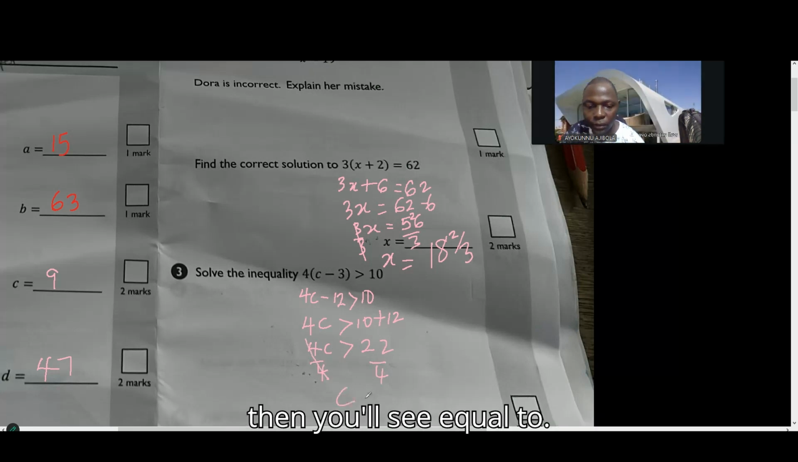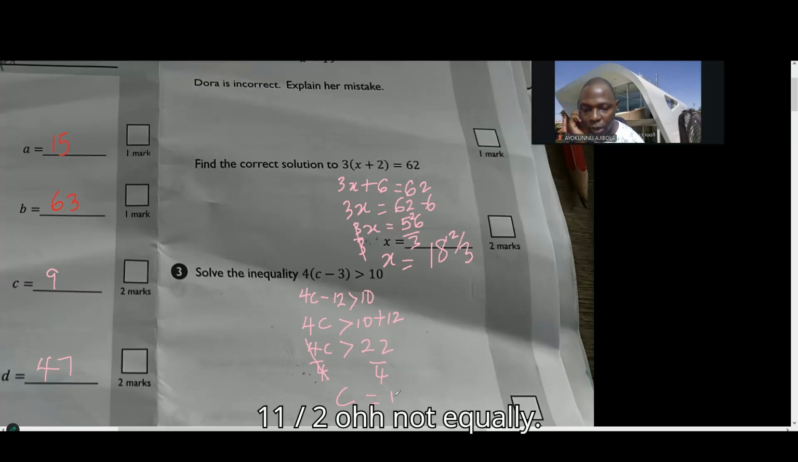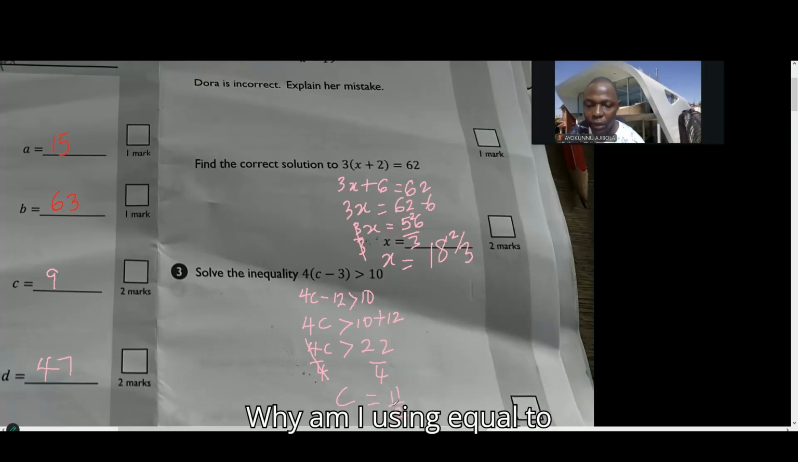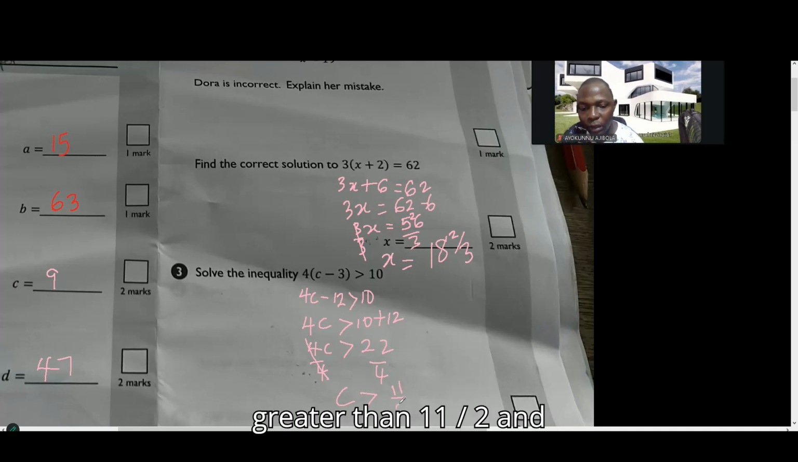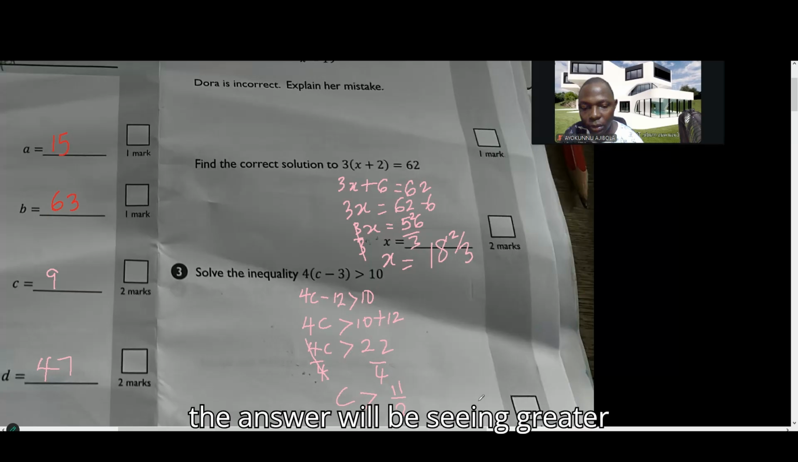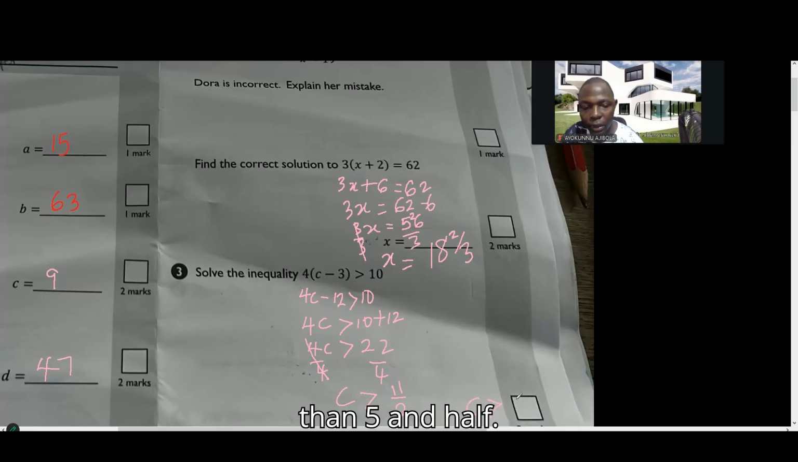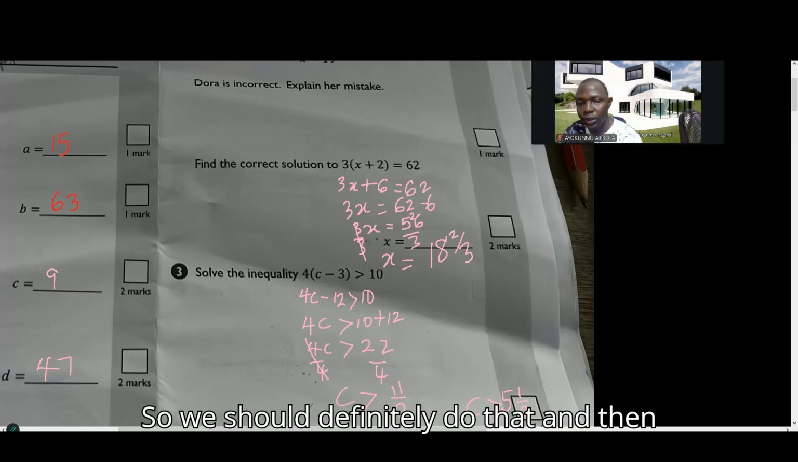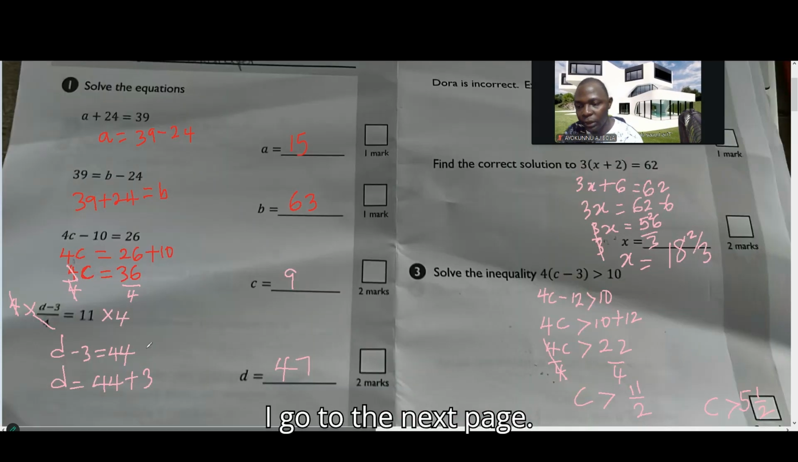4 cancels 4, then you have c equal to 11 over 2. Oh, not equal to. Why am I using equal to? Greater than 11 over 2. And the answer will be c greater than 5.5. So we should take note of that. And then I go to the next page.